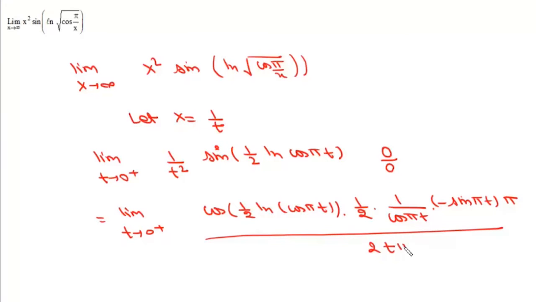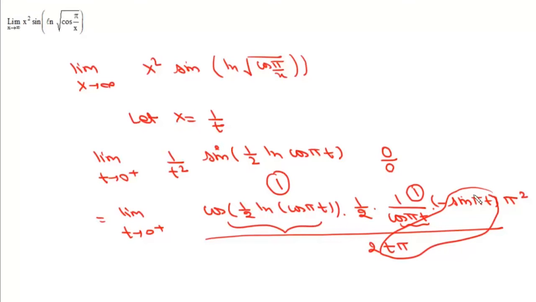Now we multiply and divide with pi also. Now this is cos 0, which is 1. Now this also is cos 0, so it will be 1, and then sin pi t upon pi t, when t tends to 0, is also 1. So the value of this limit will be minus pi square upon 4.